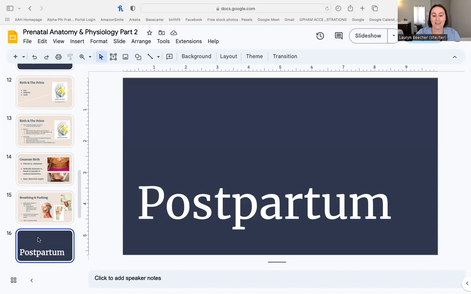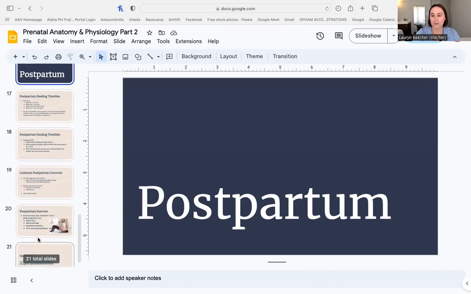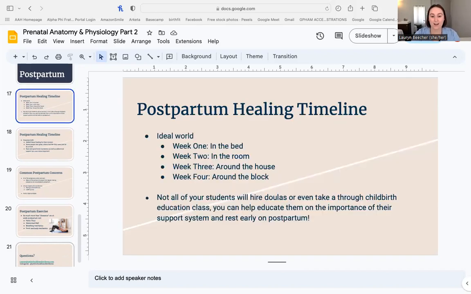Okay. And then wrapping up here with postpartum. So this is meant to really just be a brief overview of postpartum, certainly not inclusive of everything that happens postpartum or everyone's postpartum experience, but just some general guidelines. One thing that I talk about with all of my clients, all of my students, is truly the ideal world. What would your postpartum, your first 30 to 40 days look like?